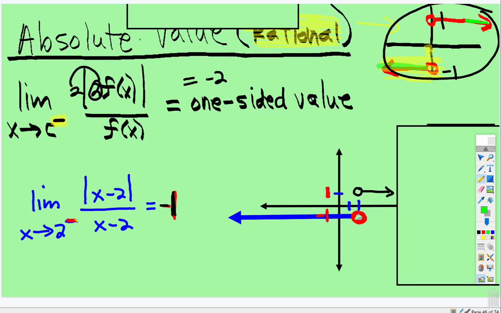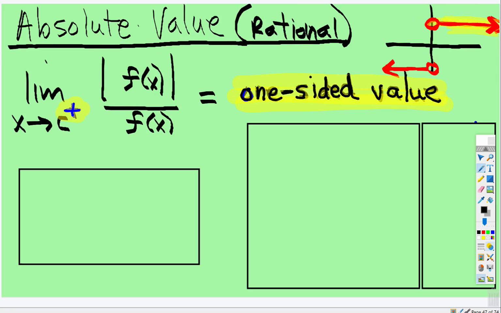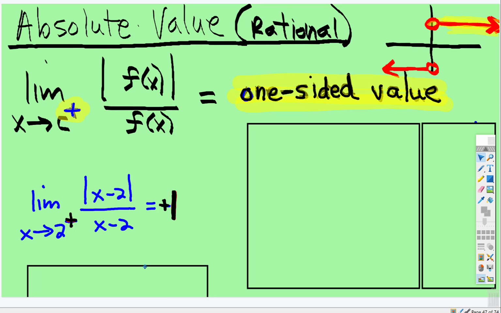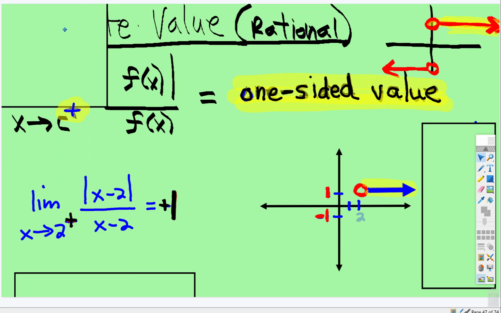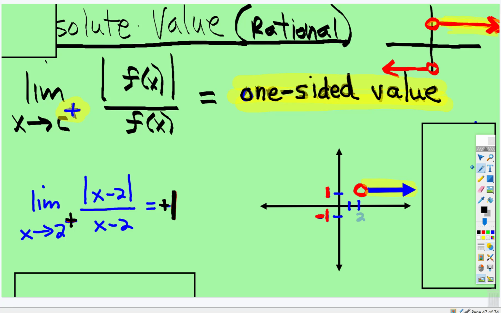As we approach 2 from the left side, what is that height down there? Well, that height is negative 1. So let's look at one from the right side. I think I just used the exact same one. Same graph, but now we're coming from the right side. And remember, the left side looked like this. From the right side, we're up there at positive 1. So that is how you do the absolute value.